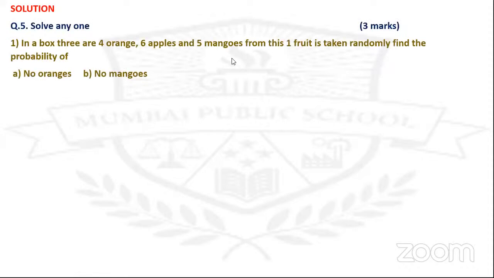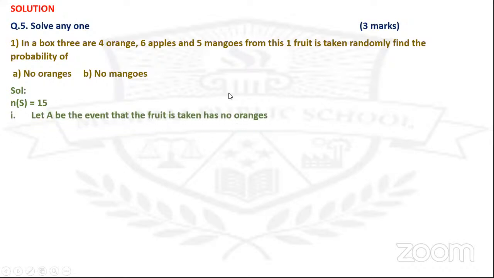In the box, there are 4 oranges, 6 apples, and 5 mangoes. From this, one fruit is taken randomly. Find the probability of no oranges and no mangoes. Very simple question. Total number of fruits. Understand? N of S, 15. 4 plus 6, 10 plus 5, 15. So N of S is how much? 15. Out of that, no oranges.